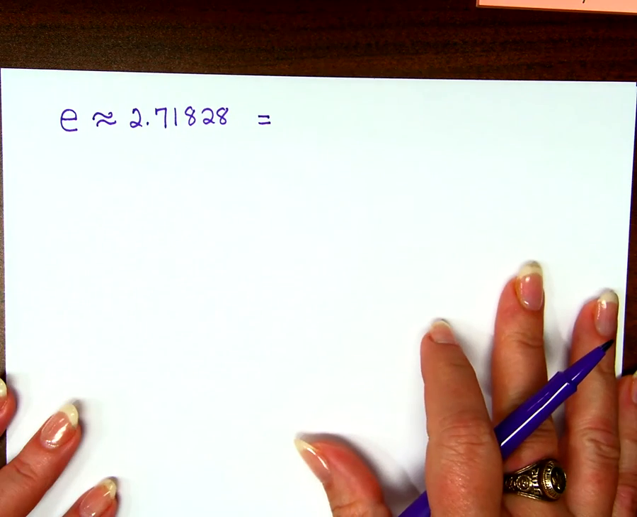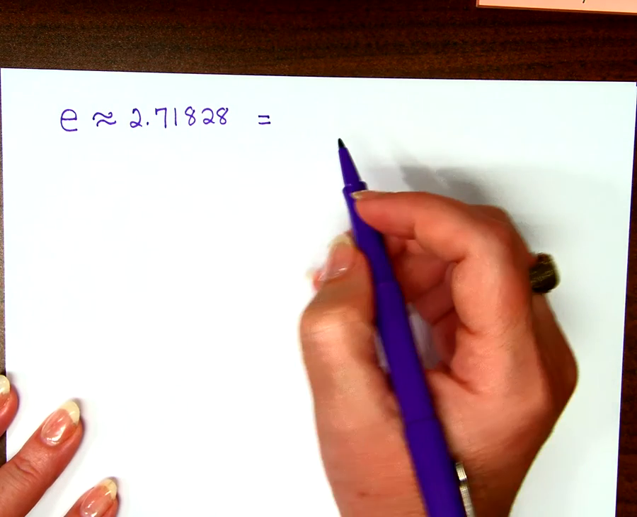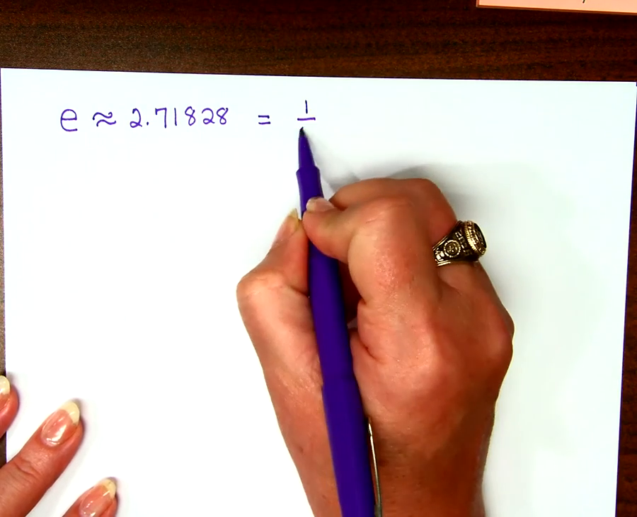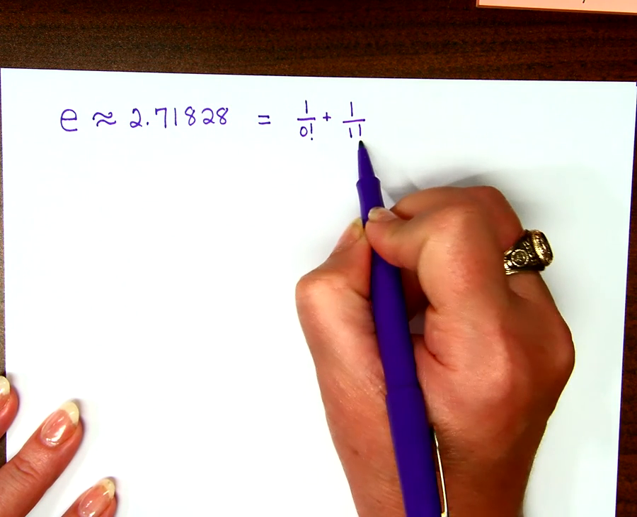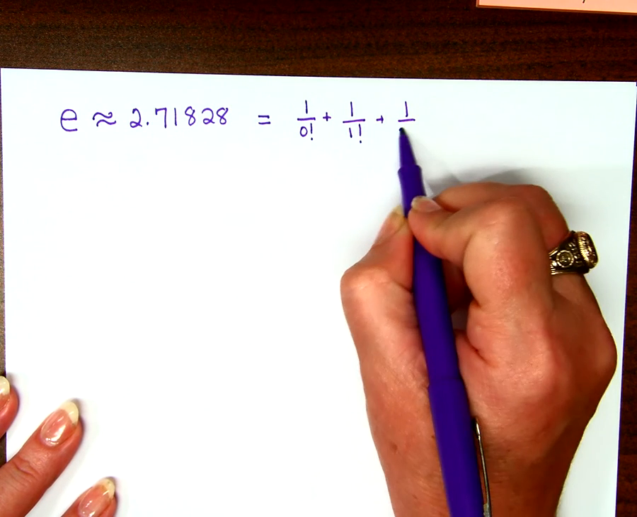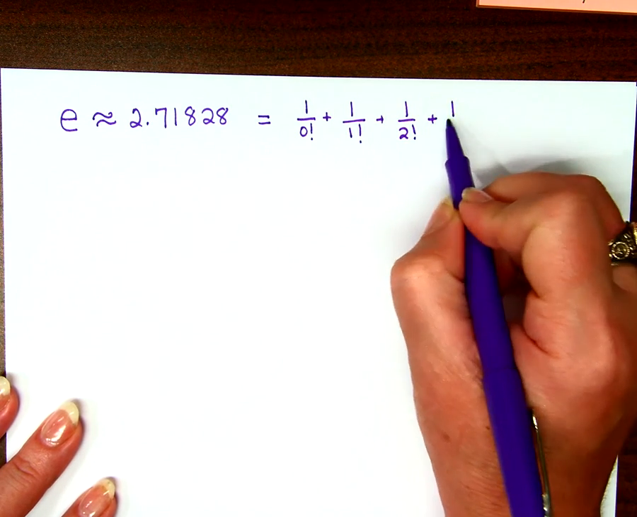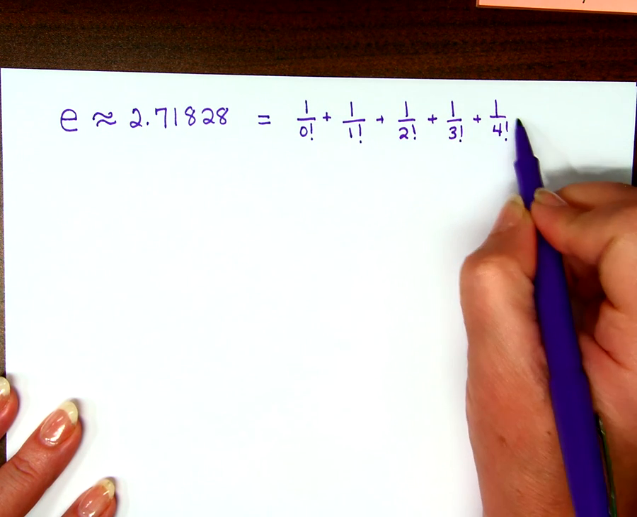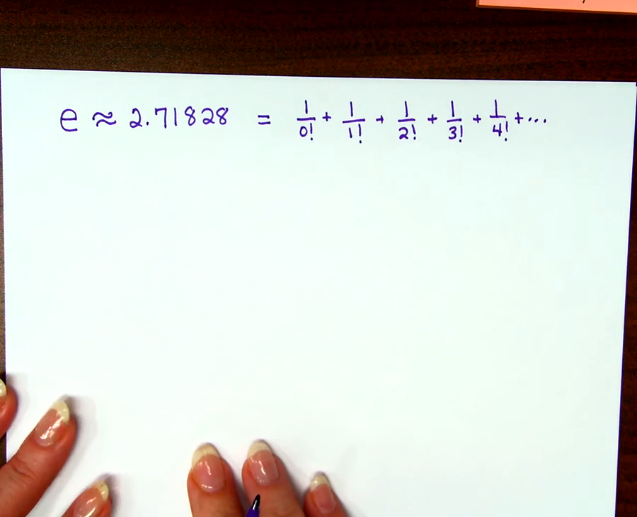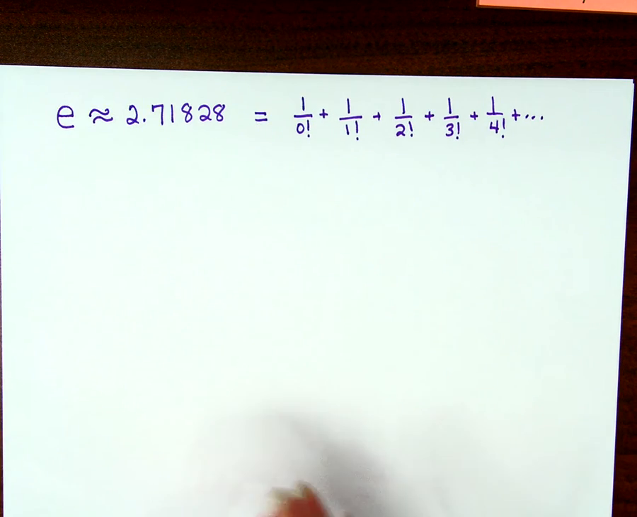Just in case you're curious, it's 1 over 0 factorial plus 1 over 1 factorial plus 1 over 2 factorial, and on and on and on. That's where the number comes from. Okay?